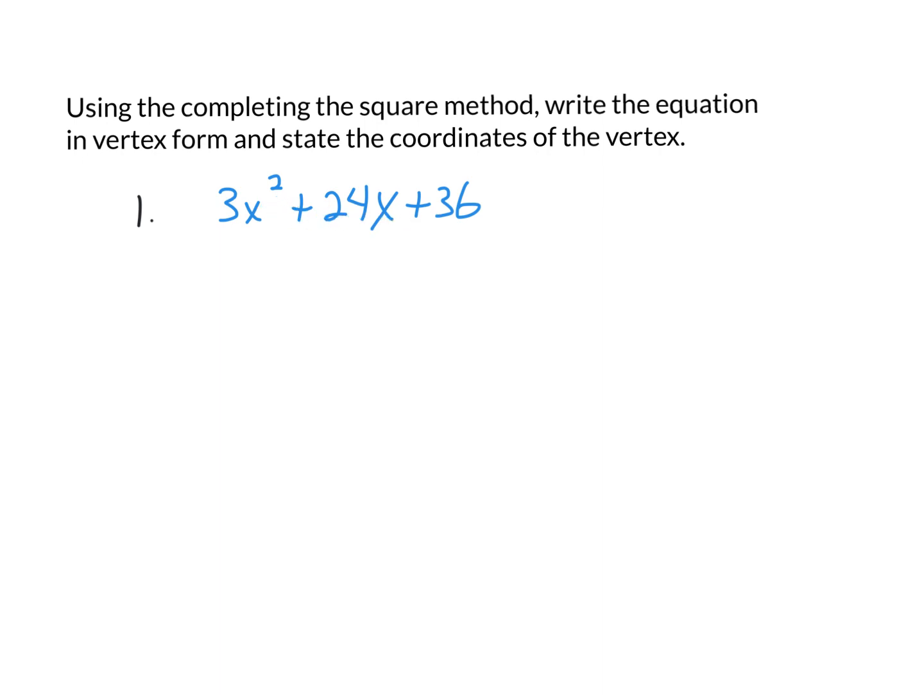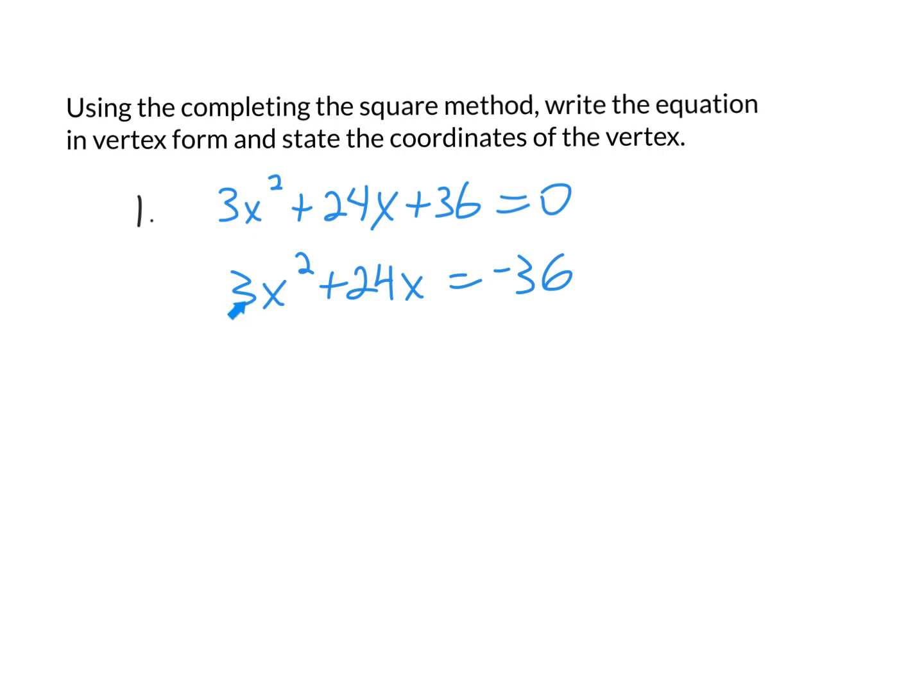So if this equation is set equal to 0, the first thing we always want to do is to take our constant and either add or subtract it from both sides, or move it to the other side. So this equation is going to look like this. We're going to have 3x squared plus 24x equals negative 36.